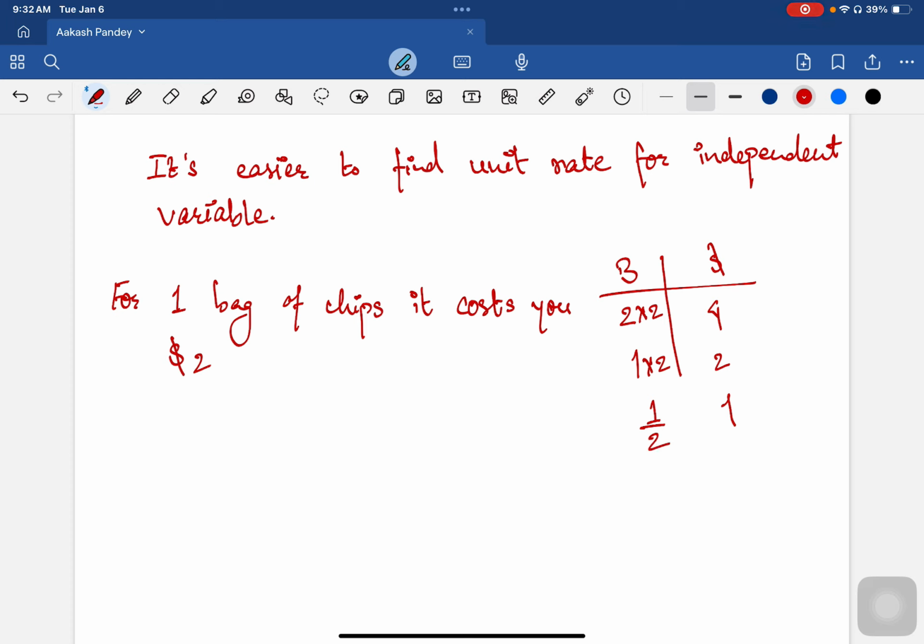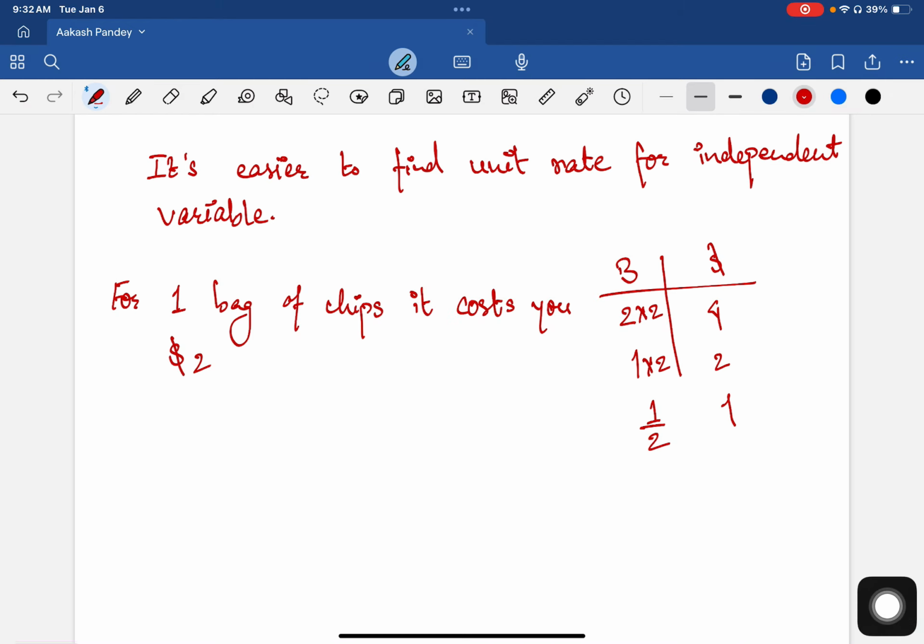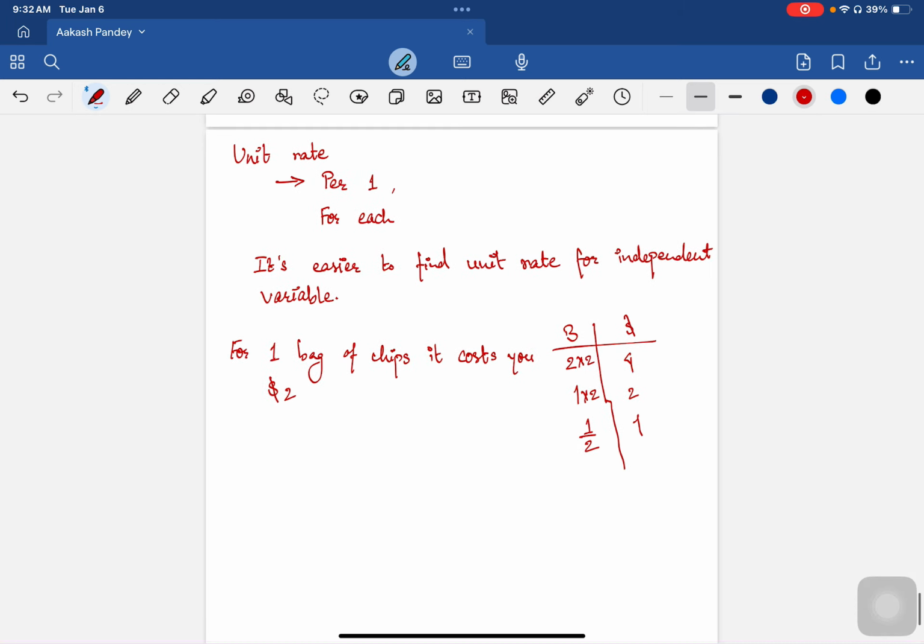chips, which wouldn't be really viable, right? You couldn't buy half a bag of chips unless you're buying it with your friend, but that doesn't make sense. If you went to a store and asked them for half a bag of chips, they wouldn't sell you something like that. So this is something you need to know when you're working with proportional relationship.